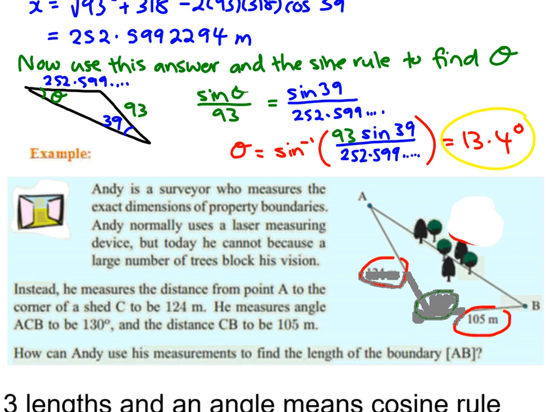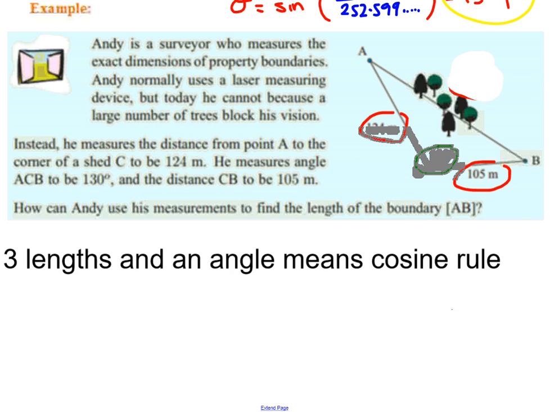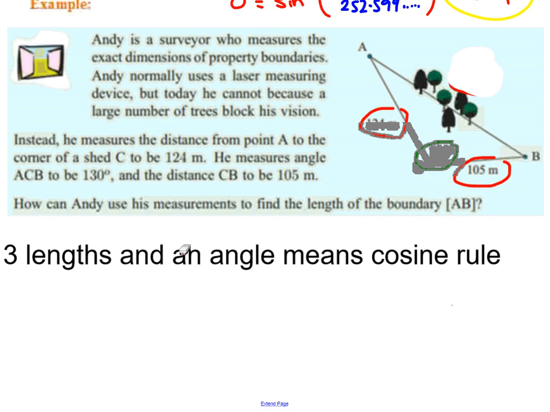Oops, and I put a little thing there that I shouldn't have. So Andy is a surveyor who measures the exact dimensions of property boundaries. That's what he does to earn a living. Andy normally uses a laser measuring device, but today he cannot because a large number of trees block his vision, these trees here. Instead, he measures the distance from point A to the corner of the shed, C, to be 124. So he's just pointing out that A to C is 124.